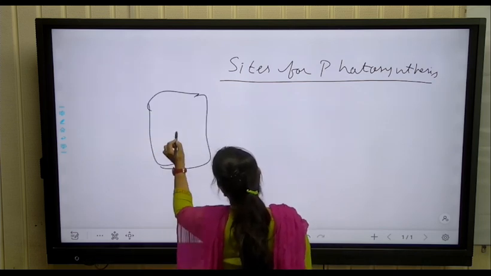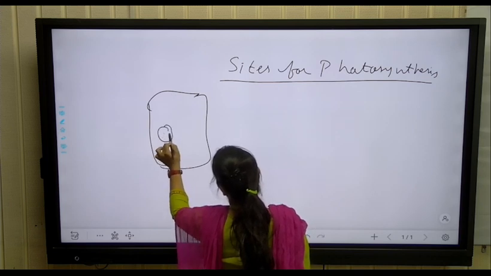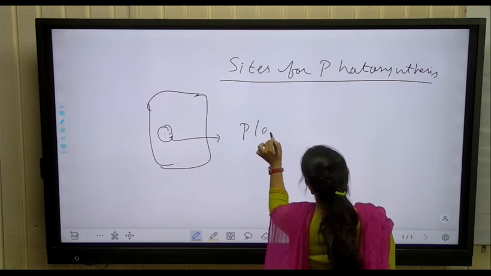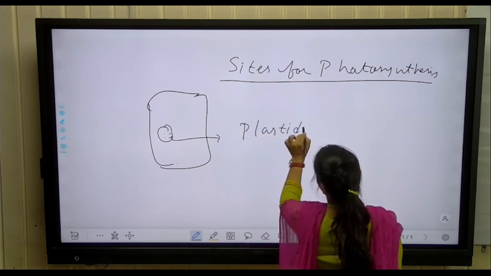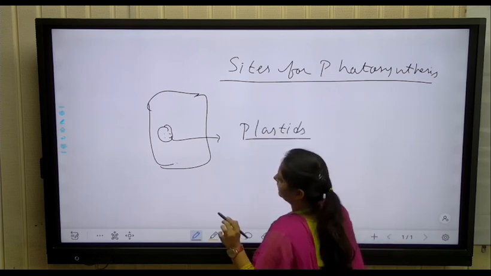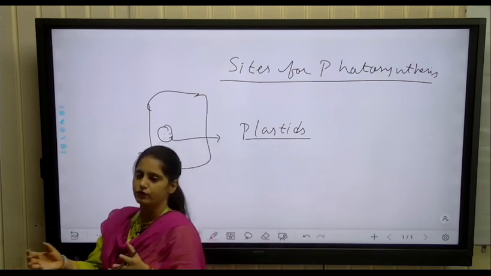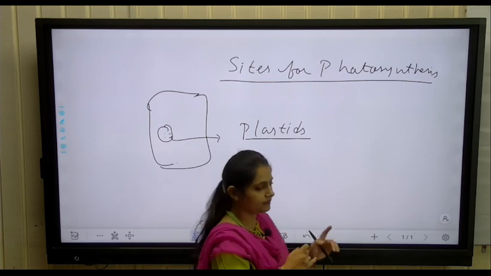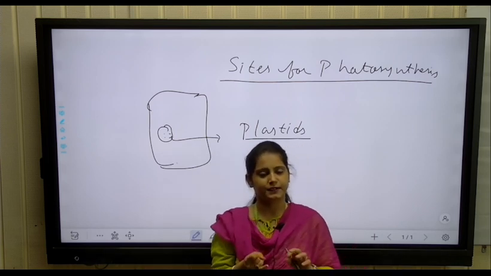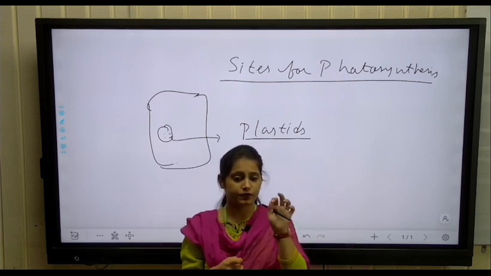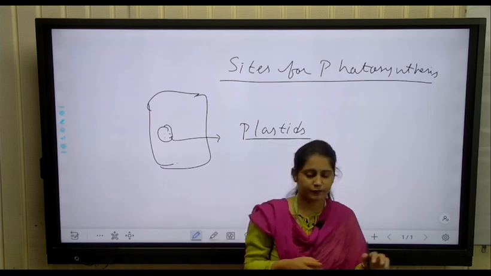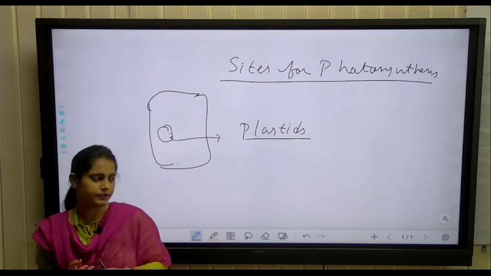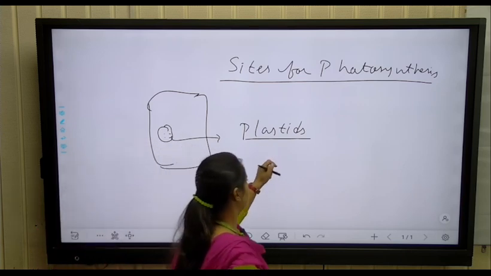In the plant cell, there are cell organelles known as plastids. They are mainly the sites for photosynthesis in the plant cells. They are present in every plant cell, and in a section of leaf they are present in thousands, 5 to 50,000 in number. So these are the sites for photosynthesis.